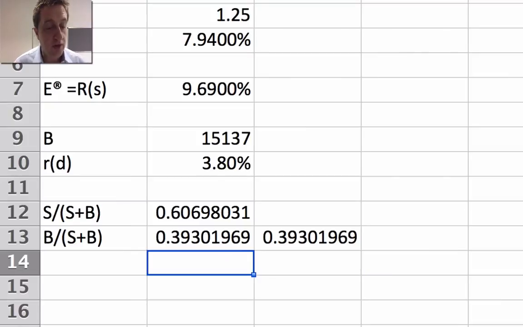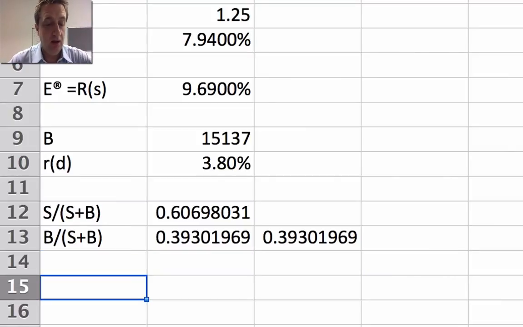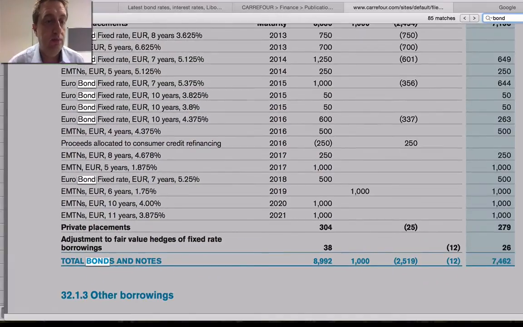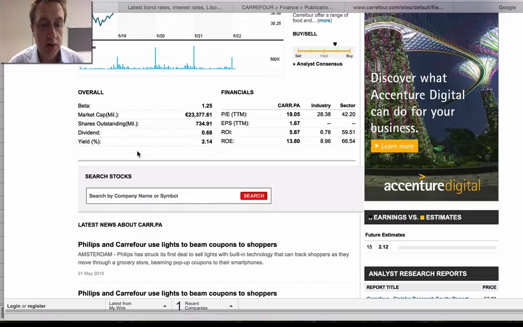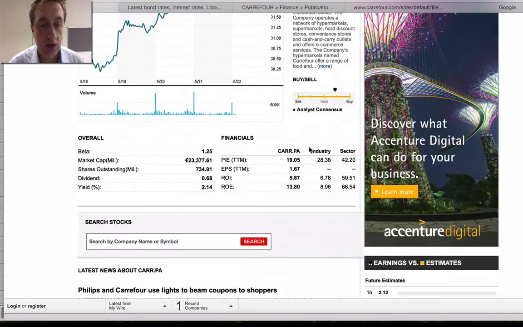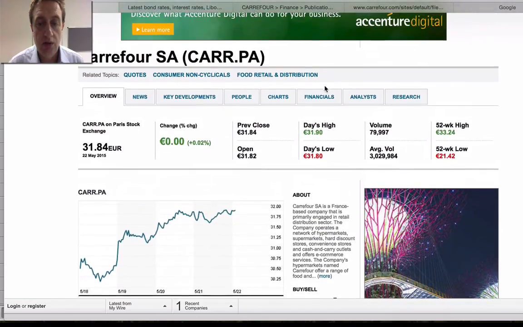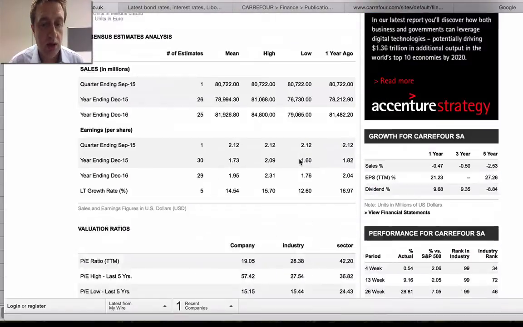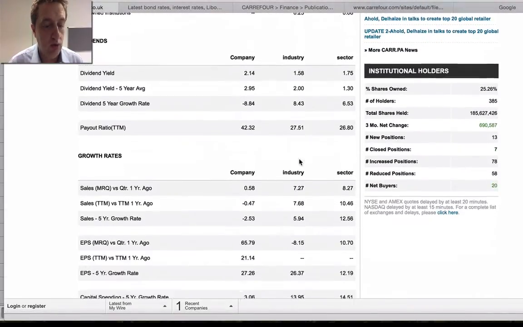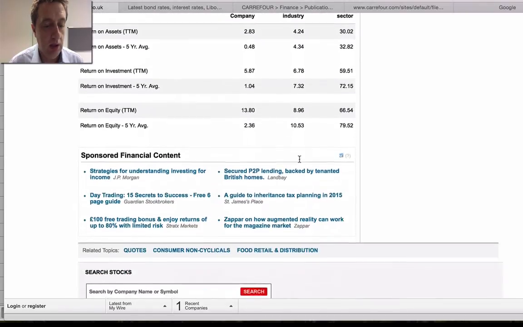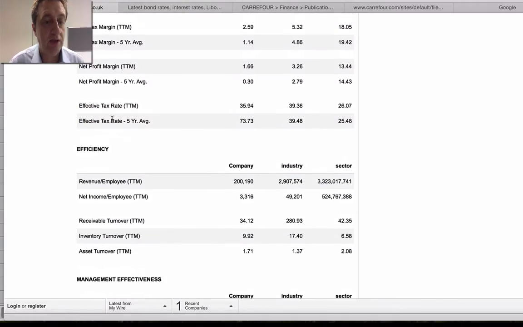Right, one more thing, the effective tax rate. So we'll just call it TC. Now where do we get that? Well, I would get that from Reuters. Now with Reuters, you would need to go to, let me just see if I can search through this. Go to financials in Reuters. And this is all Carrefour. And if you scroll all the way down to the bottom, you'll see effective tax rate.